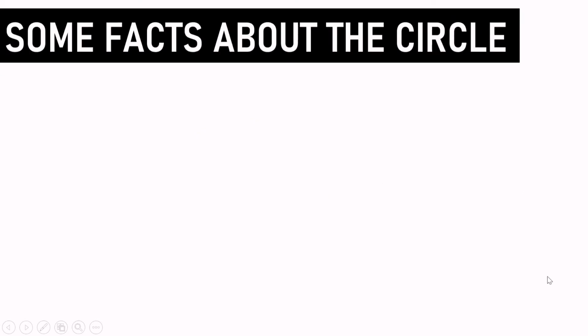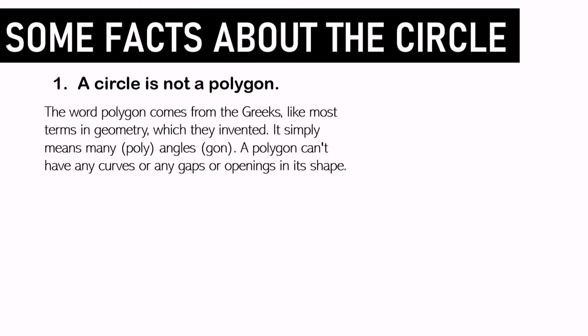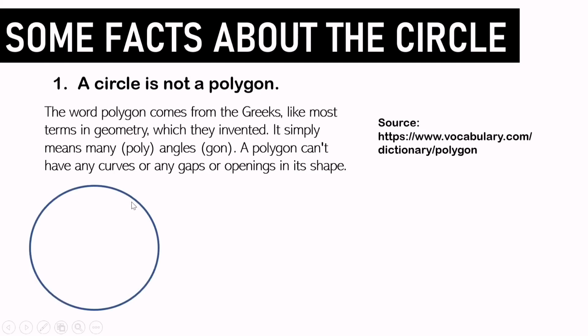Okay, let's have some facts about the circle. Number 1, a circle is not a polygon. What's the meaning of polygon? Well, the word polygon comes from the Greeks, like most terms in geometry, which they invented. It simply means many. So poly means many, and gon means angles. So, a polygon can't have any curves or any gaps or openings in its shape. That's according to our source, www.vocabulary.com.